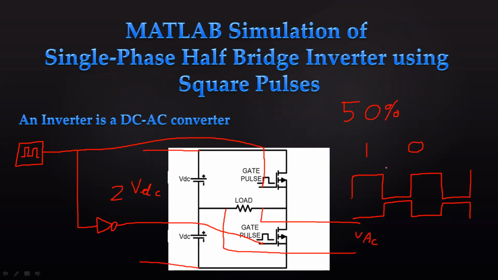So now in the first 50%, we can see that the first gate is positive and the second gate is 0. So the second gate is 0. That means the second one is open circuited. The first one is short circuited, right? So current will flow from this VDC to this. It will go through this load and it will complete the circuit. So current will be in this direction, right? So if we see the output, then we will get some positive.